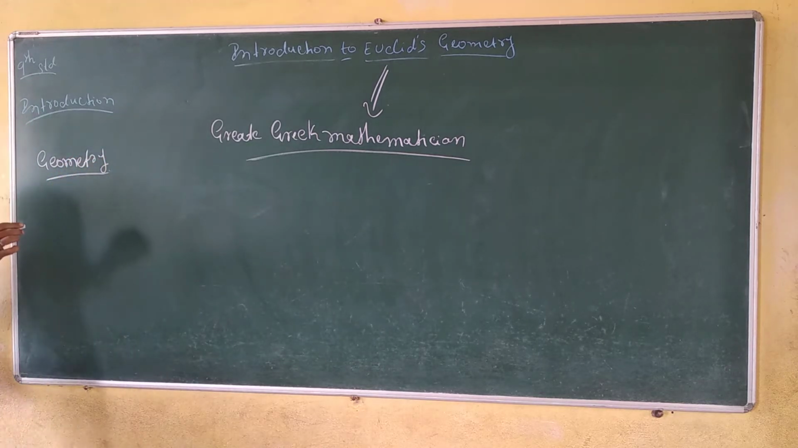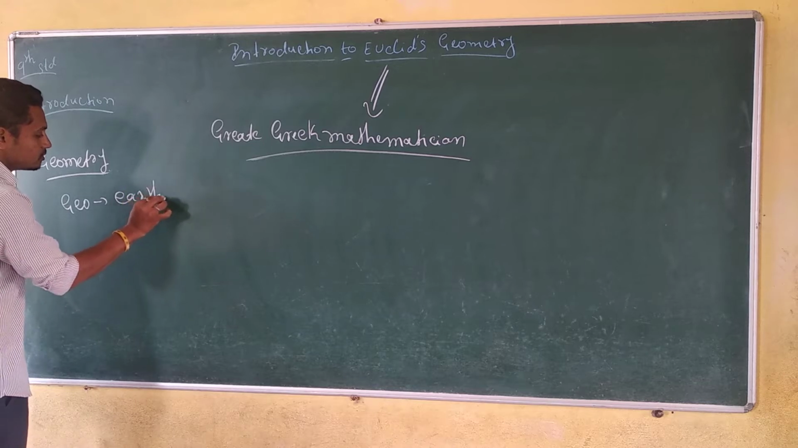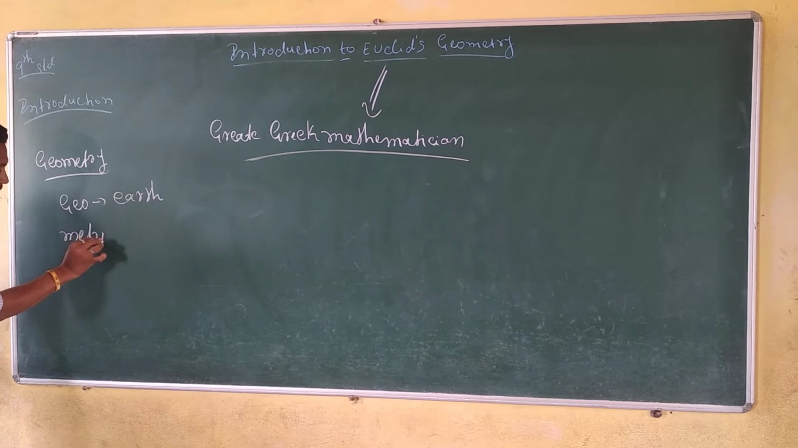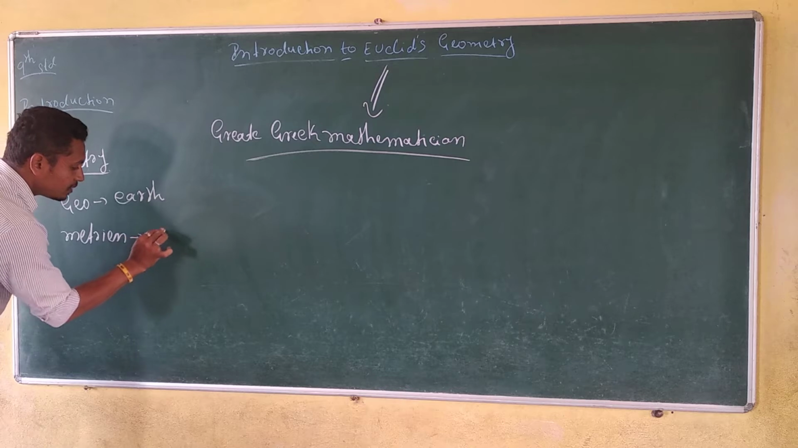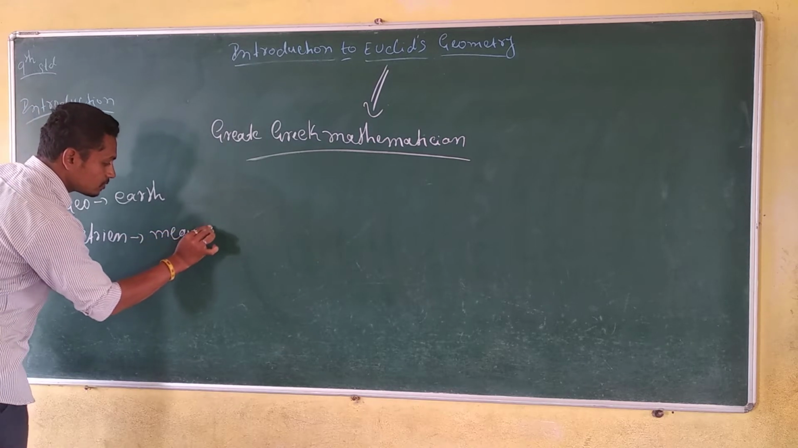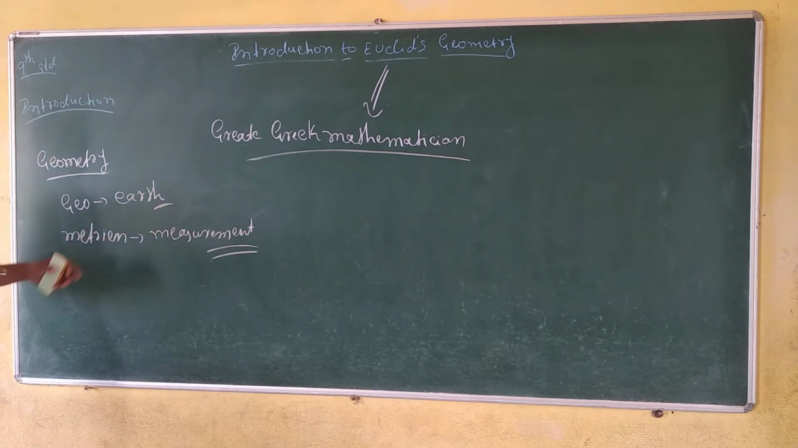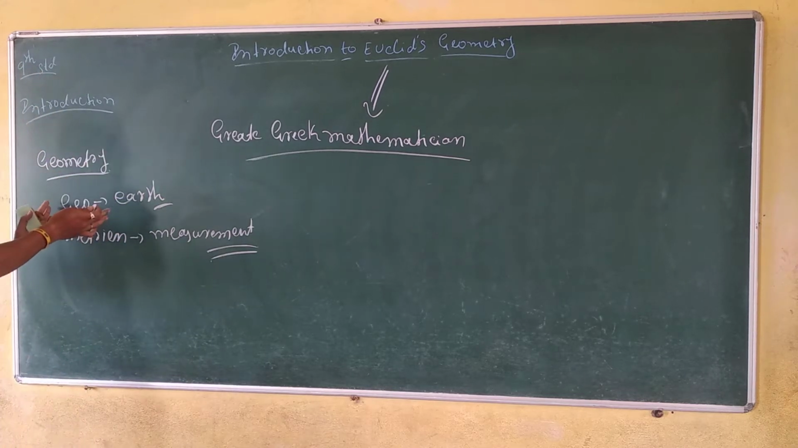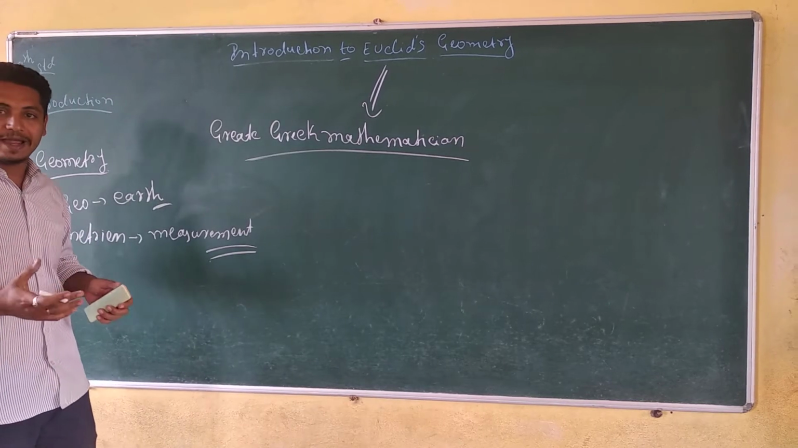What is the meaning of geometry actually here? See here. Geo means earth, and metrian means measurement, okay. So what is the meaning of geometry now? The measurement of land. Is it right?